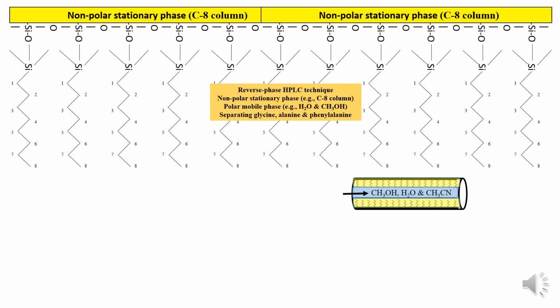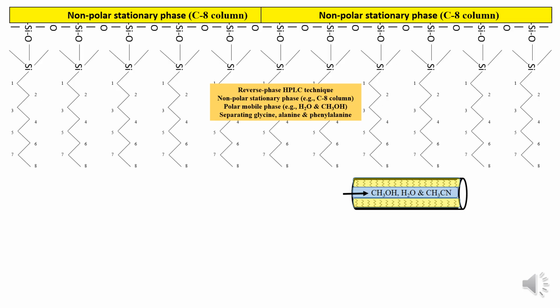Now in case of the reverse phase HPLC technique, the stationary phase is non-polar, for example a C8 column. The mobile phase is polar, for example water and methanol. Now let's try and carry out the separation of the same amino acid mixture by adopting the reverse phase technique and see what the end result will be. So here in the reverse phase HPLC technique, the stationary phase is non-polar, and in this column containing the non-polar stationary phase, the polar mobile phase flows through the column under high pressure. So we have a C8 column for the separation, which is acting as a non-polar stationary phase.